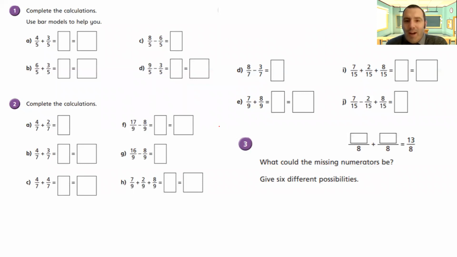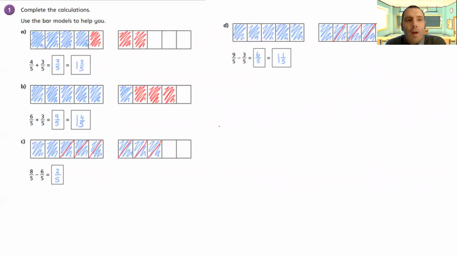Right, are we ready for some answers? Let's move on. Question 1, using bar models to help you. So we can use the bar models and we can see that we've got 4 fifths plus 3 fifths. It gives us 7 fifths in total. And with the bar models, we can see we've got 1 whole bar model and 2 fifths left over. So that we've got 1 whole and 2 fifths.